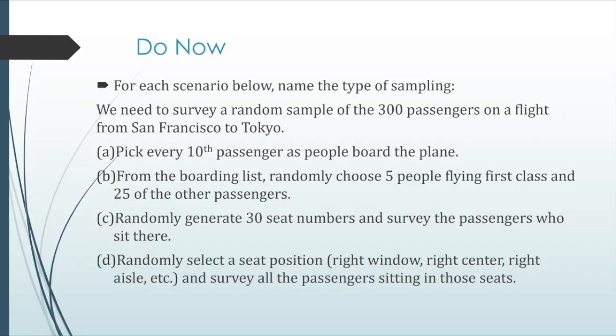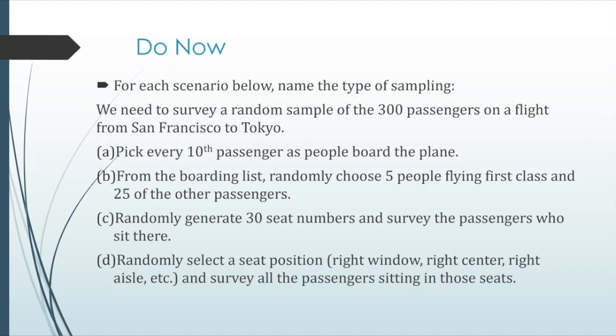Picking every 10th passenger as people board the plane would be systematic sampling. B, choosing 5 people flying first class and 25 of the other passengers separates the passengers into 2 different strata. This is stratified random sampling. C, randomly generate 30 seat numbers and survey the passengers who sit there. This is classic simple random sampling.